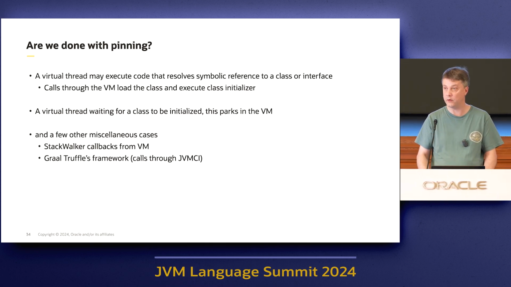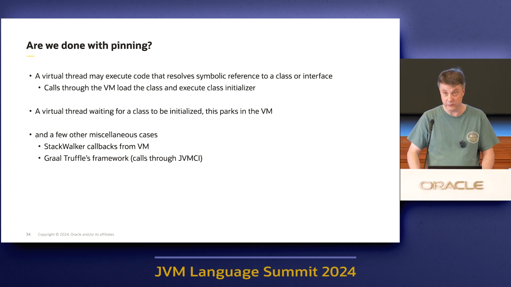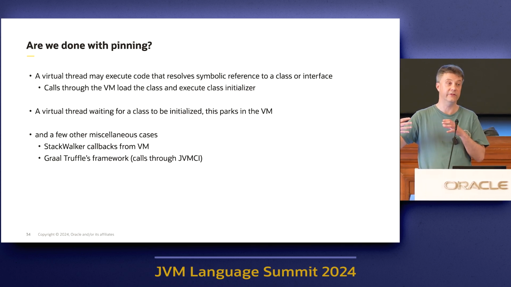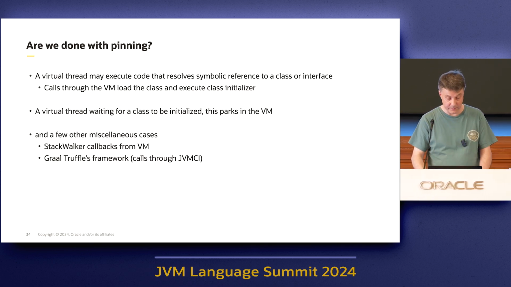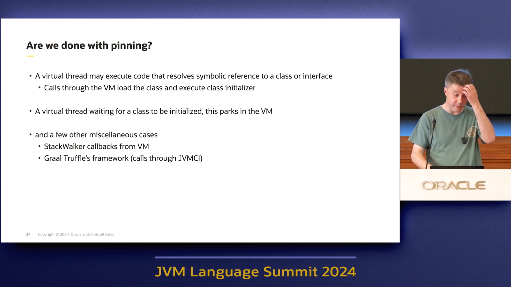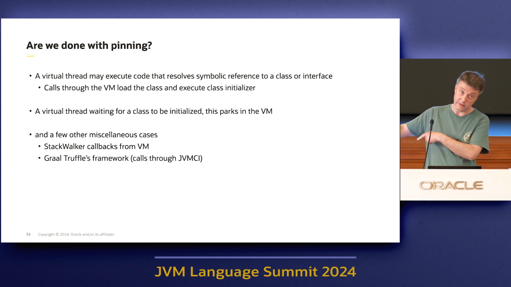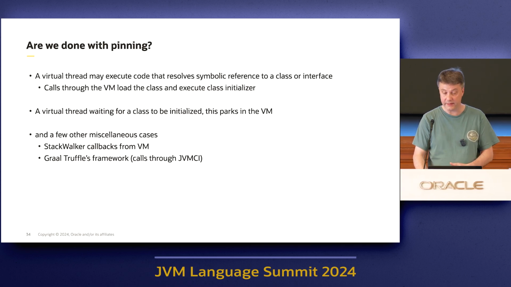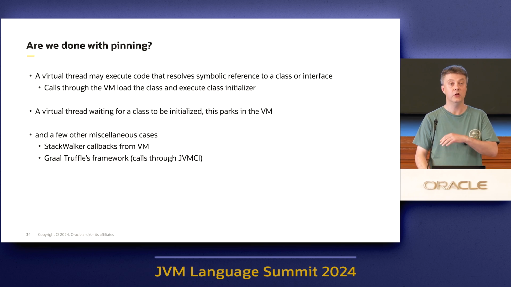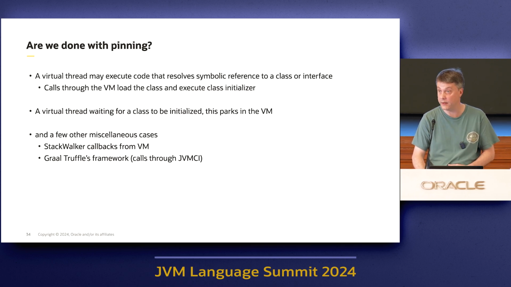There's a couple of other little random things around the place. If you've seen the StackWalker API, it calls through a native frame, so that's going to be problematic if you're consuming your own stack trace with that native frame on the stack. There's a few other things that have come up in Graal's Truffle framework. They're calling through JVMCI, the compiler interface, and that's a native frame. So things like this will come up, but less so. This will be nothing compared to the issues that we have with object monitors.